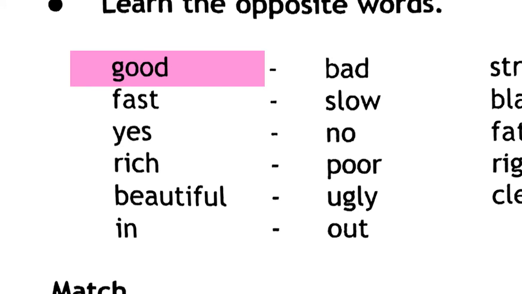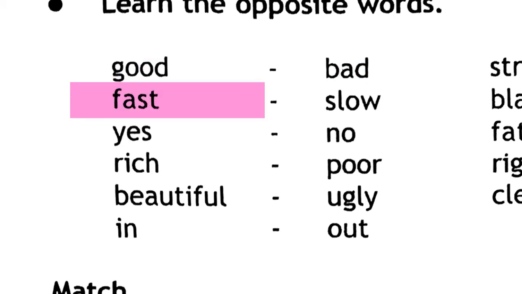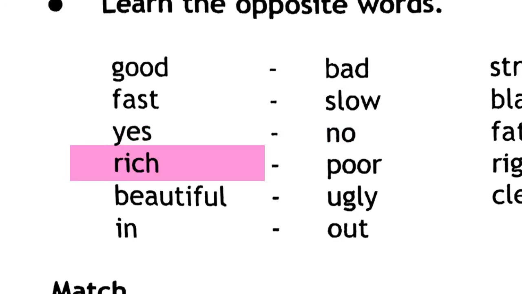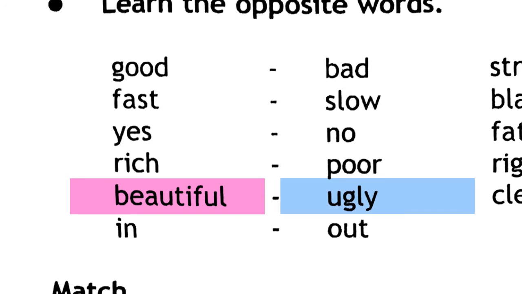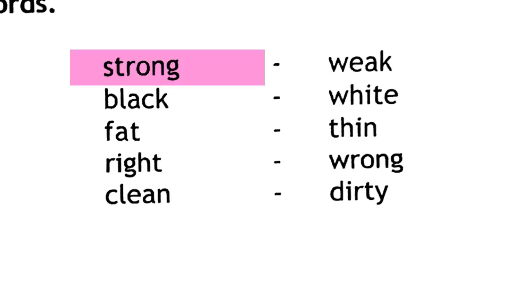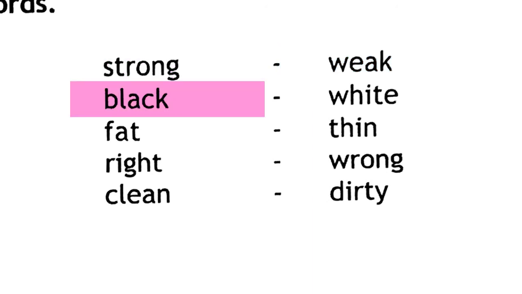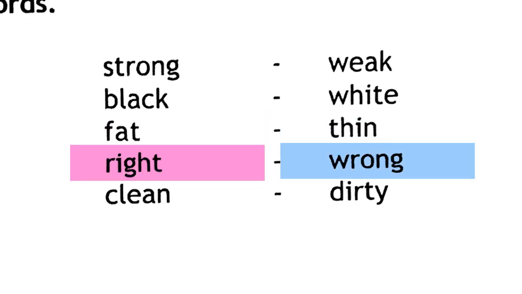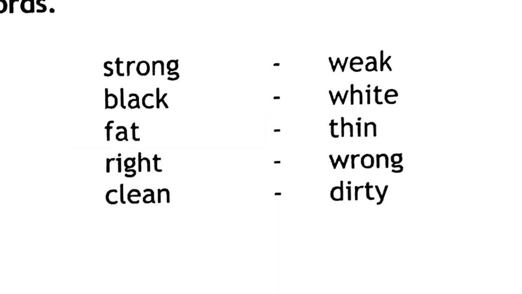Good. The opposite of good is bad. Fast, slow. Yes, no. Rich, poor. Beautiful, ugly. In, out. Strong, weak. Black, white. Fat, thin. Right, wrong. Clean, dirty. So these are all the opposite words. Okay, so you need to learn them.